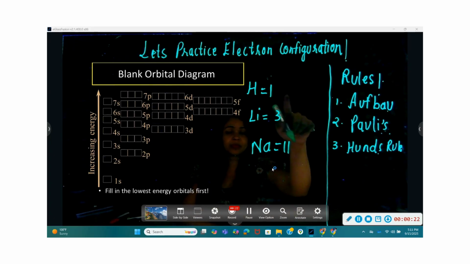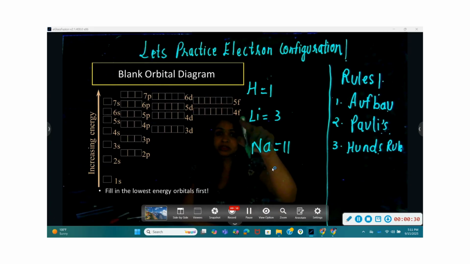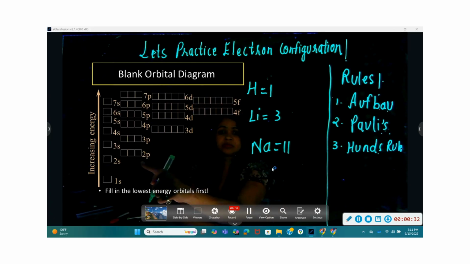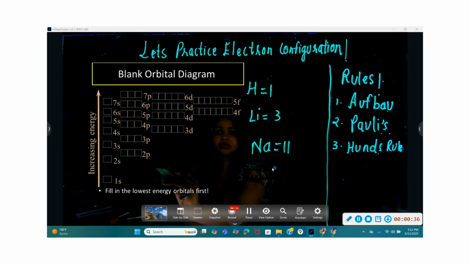So first example is hydrogen with atomic number 1. We are going to start filling out these atomic orbitals. So this is an atomic orbital diagram. Here you see these orbitals are arranged in the order of increasing energy. So the first one here, the 1s, has the least energy. As we go up the series, the energy of these orbitals will continue to increase.